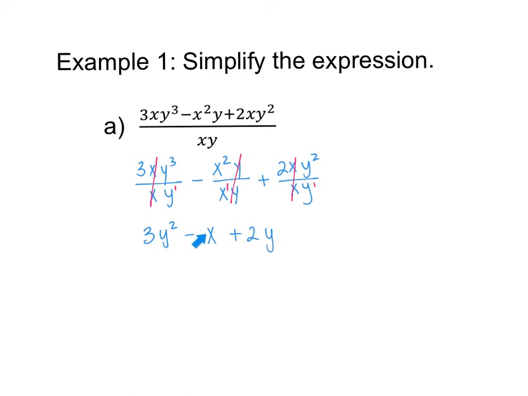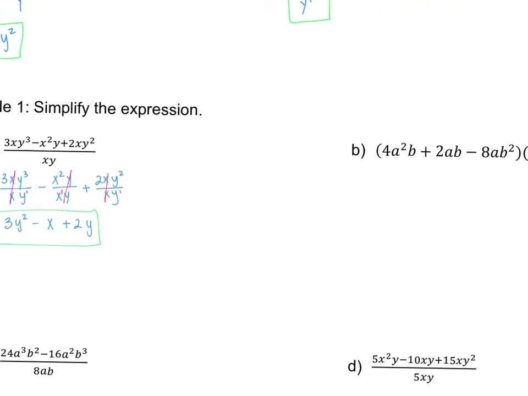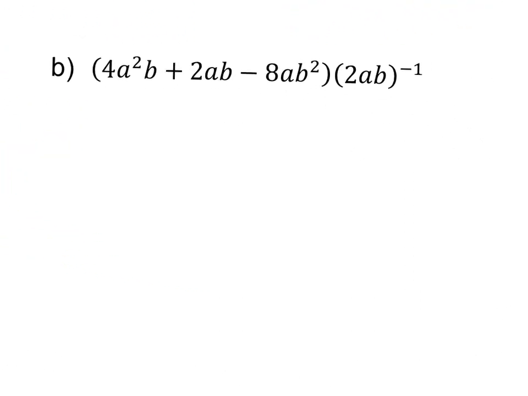From here, it looks like I can't combine anything because these y's, this one's squared and this one's to the first power, so they are not like terms because they're different powers or different exponents. So that's it. That is my final answer. So I can't do much more because everything is a positive exponent and I can't combine any like terms. All right, moving on to part B.